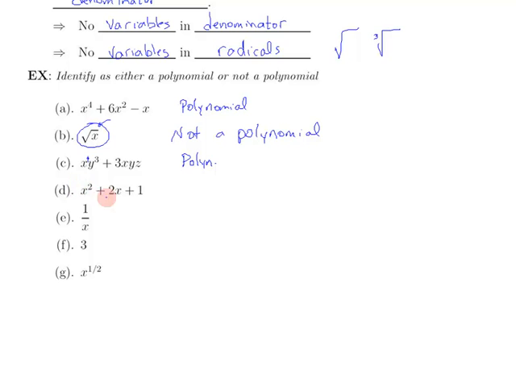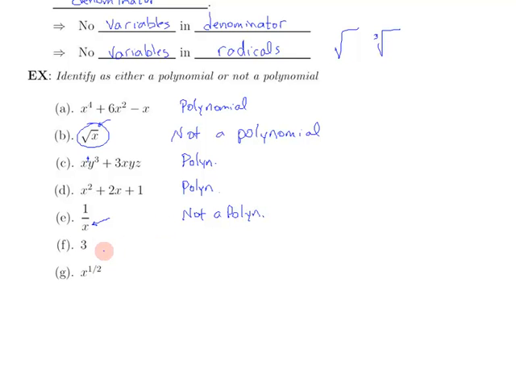Next. This one right here is another example of a polynomial. Everything is fine and dandy. No variables in the denominator, all whole number exponents. Now this one right here, notice the variable in the denominator, which means this is not a polynomial.